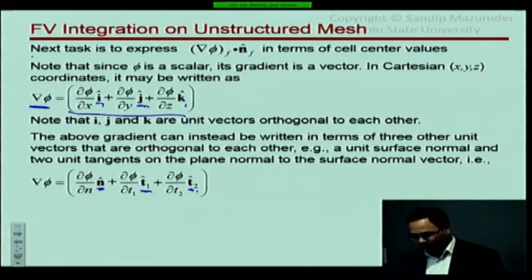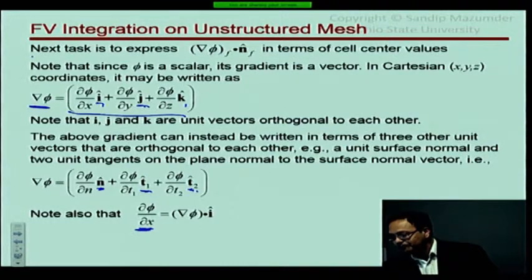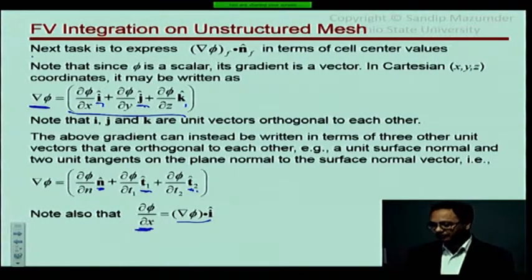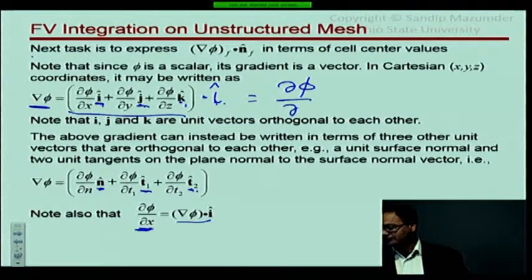Another thing to understand is that d phi dx can be written as grad phi dot i. Here's your grad phi. If I dot it with i, what do I get? I get i dot i, which gives me a 1 and a d phi dx in front. Then I get j dot i, which is a 0, and k dot i, which is a 0. So the d phi dy and d phi dz go away, and I'm left with d phi dx. That's another way of writing each of the components.